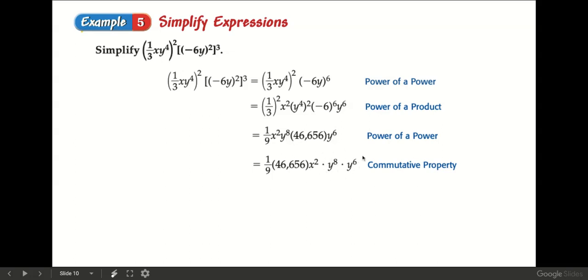So here I know these y terms, y to the eighth times y to the sixth, I can combine those. I can multiply those together. And I know 1/9 I can multiply with 46,656. When I do that, that's going to give me 5,184. X squared stays the same. And y to the eighth times y to the sixth is y to the 14th.